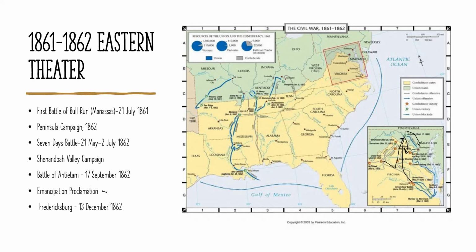So there's some problems with the Emancipation Proclamation. First off, it only works wherever the Union Army is. So if the Union Army has won this area, then yeah, those slaves are free. Everything else, no.